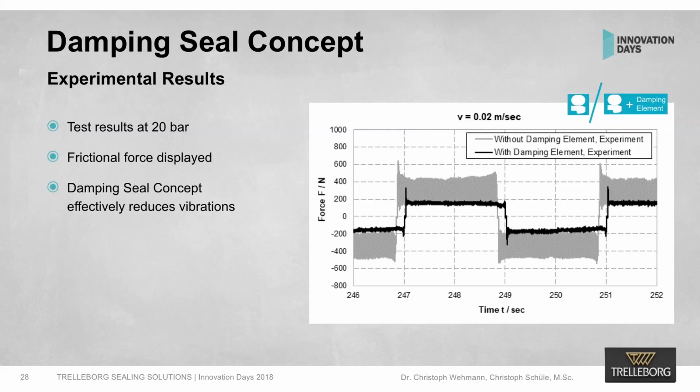So you see here in gray without damping element, we have a very large force amplitude. It's the same critical situation. It's the most critical speed, 0.02 meter per second, without damping element, and in black you see it with the damping element. That means the damping element works really good, as you can see here.